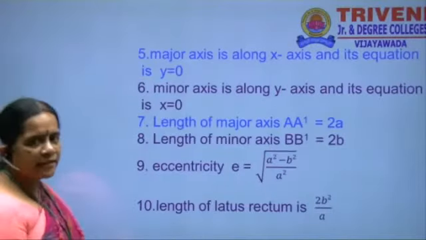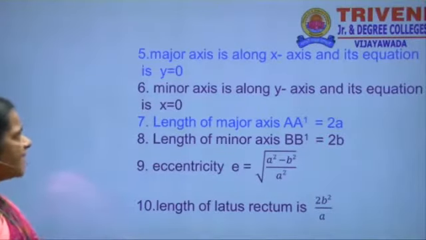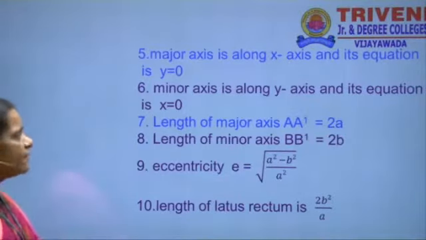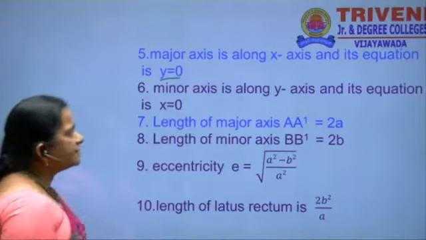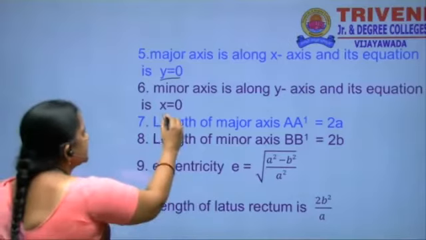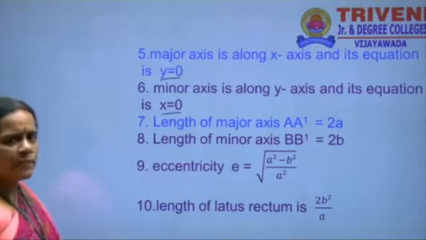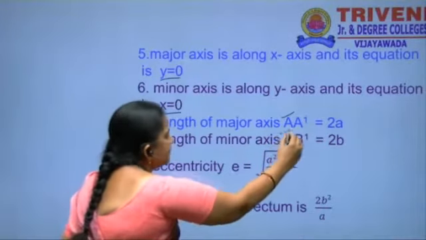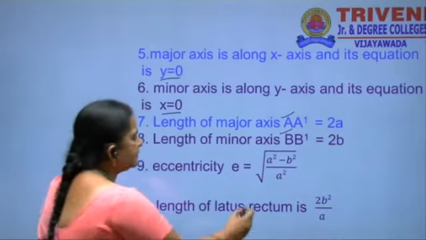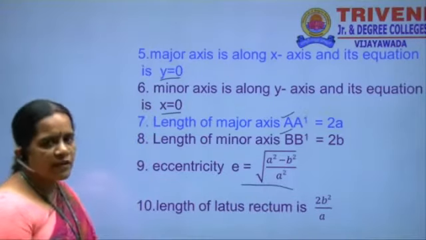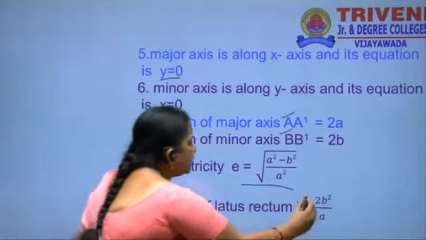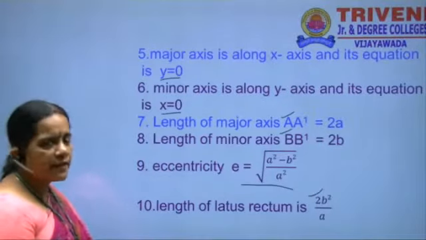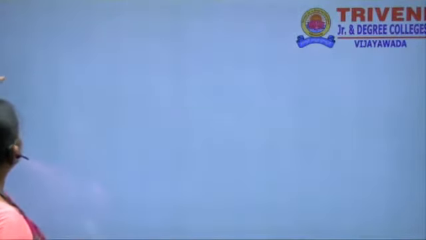Major axis and minor axis are also there here. Major axis is along the x-axis. Then the equation is y is equal to 0, and minor axis is along the y-axis. Then the equation is x is equal to 0. Length of major axis AA dash is equal to 2a. Length of minor axis BB dash is equal to 2b, and eccentricity is square root of a square minus b square by a square, and length of latus rectum is 2b square by a. These formulas we must remember when doing problems like this.